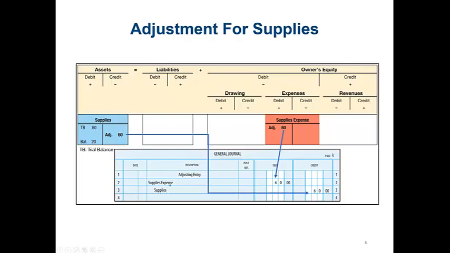So the expense is always the debit. The account that you're attempting to adjust is the credit. And the amount is always the amount used up. So read the problem, ask yourself, well, how much was used up? And then enter that into the debit and credit.